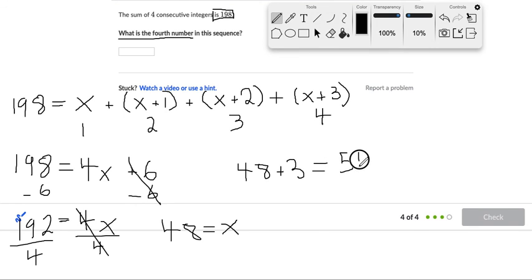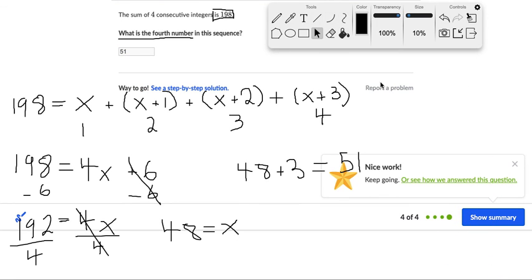In other words, it should be true that 48 plus 49 plus 50 plus 51 is equal to 198. And I'm going to just check it on my calculator real quick to make sure that's the case. So 48 plus 49 is 97, plus 50 is 147, plus 51 gets us 198. So our answer is going to be 51.